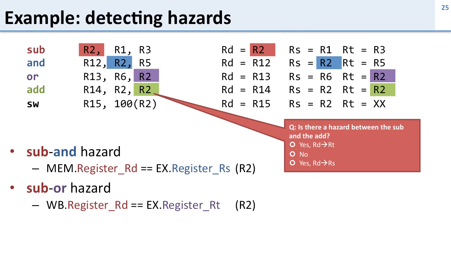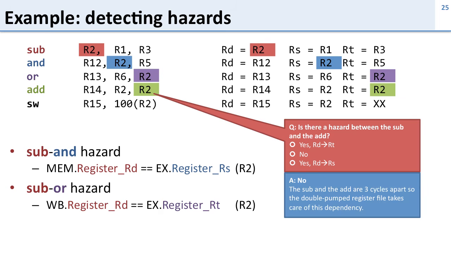Is there a hazard between the subtract instruction and the add instruction? No, there isn't, and that's because the subtract and add instruction are 3 cycles apart. So the double pumped register file takes care of this hazard.